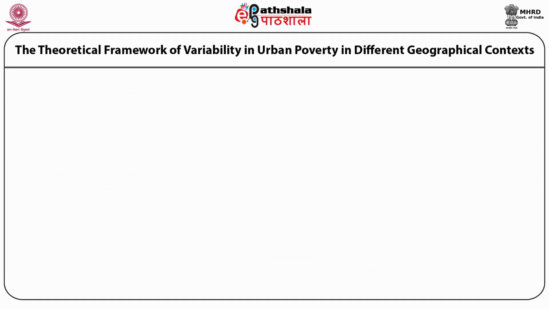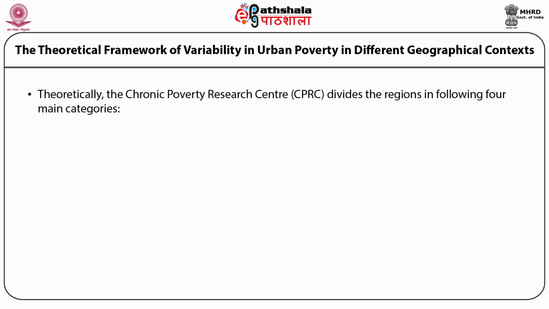So let us discuss the theoretical framework of variability in urban poverty in different geographical contexts. The theoretical framework of variability in urban poverty for different geographical regions has been given by the Chronic Poverty Research Centre, which divides the regions into four main categories. Firstly, remote regions and areas.